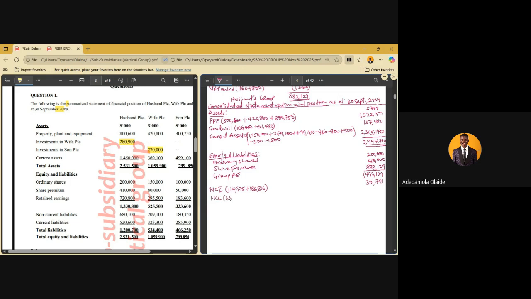Our non-current liability is 680,100 plus 209,100 plus 183,350. While our current liability is 520,600 plus 325,300 plus 285,900, then minus the intergroup of 1,005, because there we said we should debit payables, and that will give us how much?